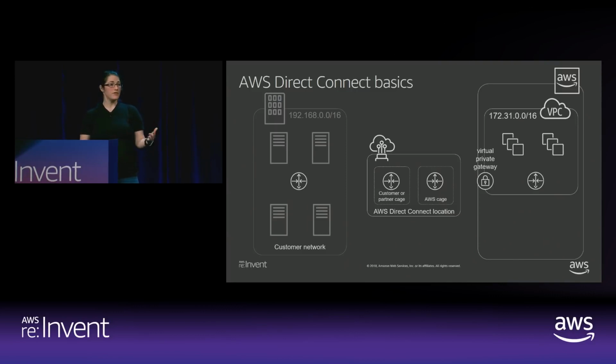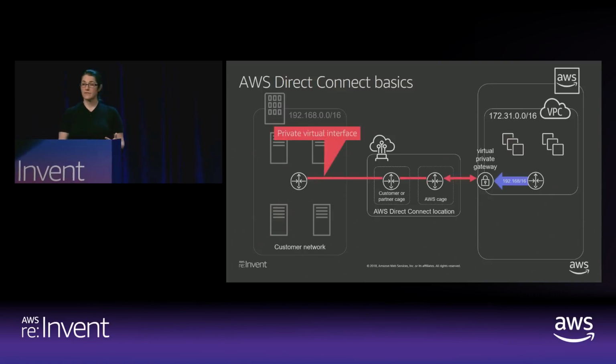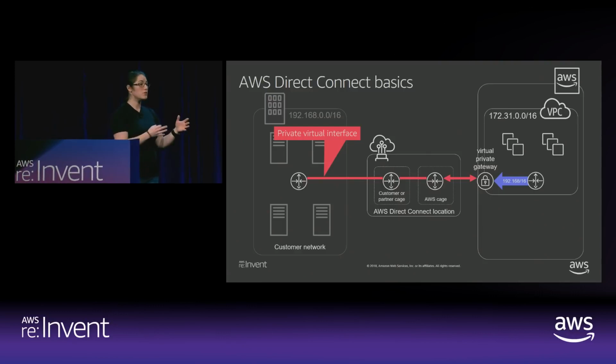Once you've set this up and you've gone and configured everything, you can create 2 types of virtual interfaces. The first type is a private virtual interface. And a private virtual interface is going to give you private IP connectivity over this physical connection between your on-premise network and your VPC.